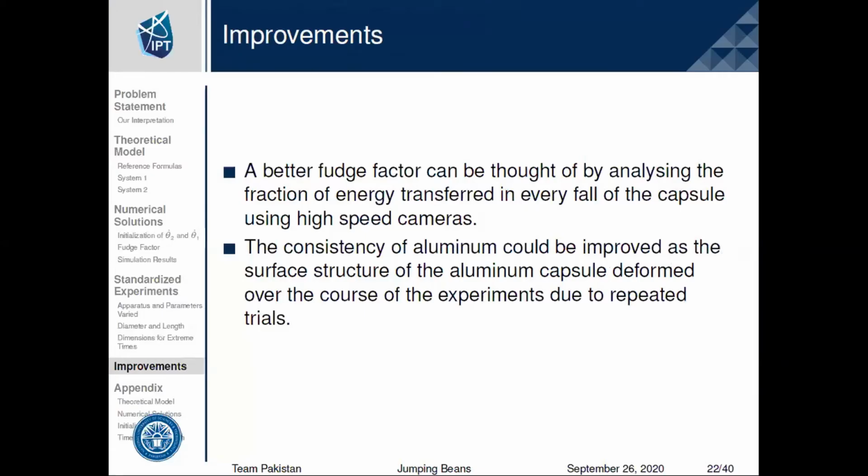Some improvements which can be made to the theoretical model: we can use a better fudge factor, which can be found by analyzing the fraction of energy which is transferred in every fall of the capsule, using high-speed laser cameras to find the total velocity and then the total energy which is lost. And for the experimental model, the consistency of aluminum could be improved, as the surface structure of the aluminum capsule deformed over the course of the experiments due to repeated trials.